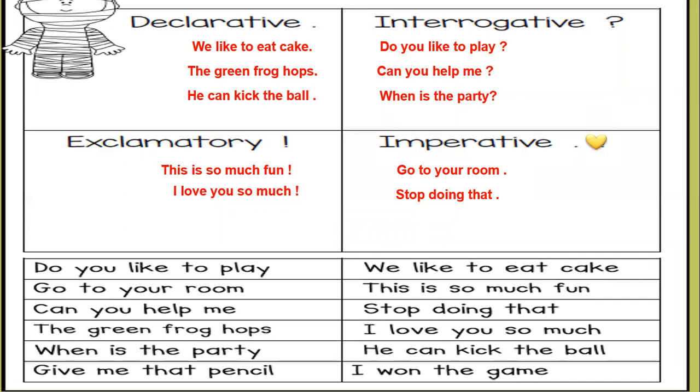It's a declarative sentence. Very good. And the last one, I won the game. Hooray, I won the game. So it is an exclamatory sentence.